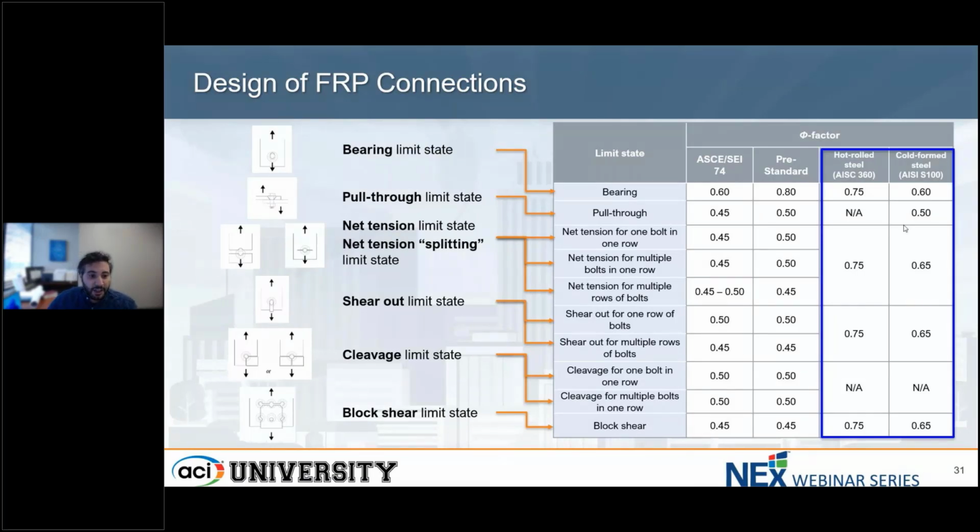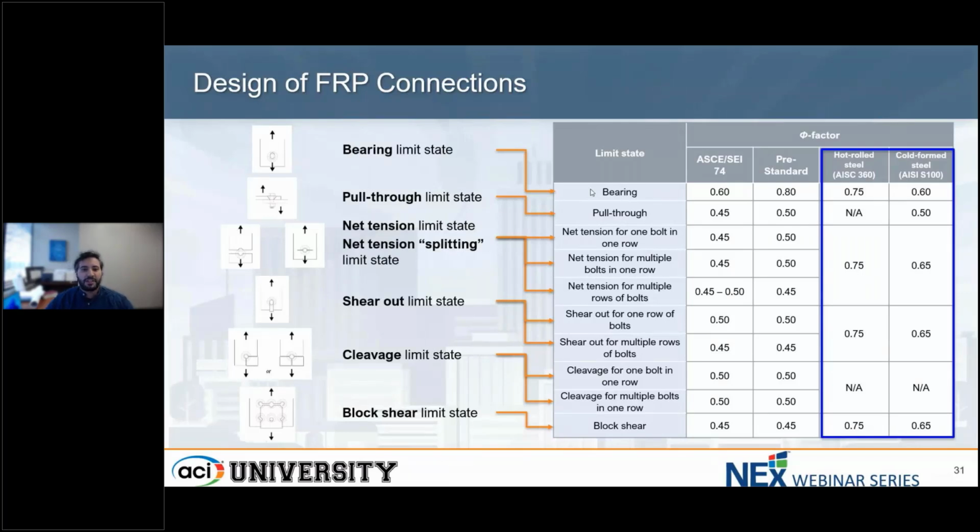When it comes to connections, we have several limit states that we need to address. I'm showing here the breakdown of all of them. Some of them you might already be familiar with if you have designed anything in steel before. We have the typical bearing limit state. We have net tension, shear out, and block shear. Others are more peculiar to FRP, like the cleavage limit state or the pull-through limit state, due to the anisotropic behavior of FRP itself.